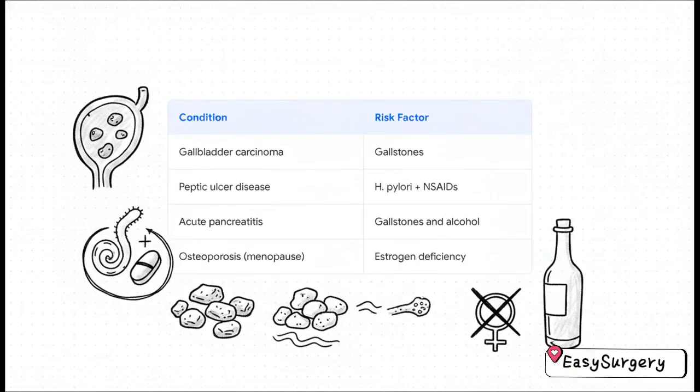All right, here's our final barrage of facts for the risk factor block. A history of gallstones is the primary risk factor for gallbladder carcinoma. For peptic ulcer disease, make sure you highlight the synergistic risks of H. pylori infection combined with NSAIDs. Acute pancreatitis risk factors are predominantly gallstones and alcohol use. And finally, the major risk factor for osteoporosis after menopause is estrogen deficiency.